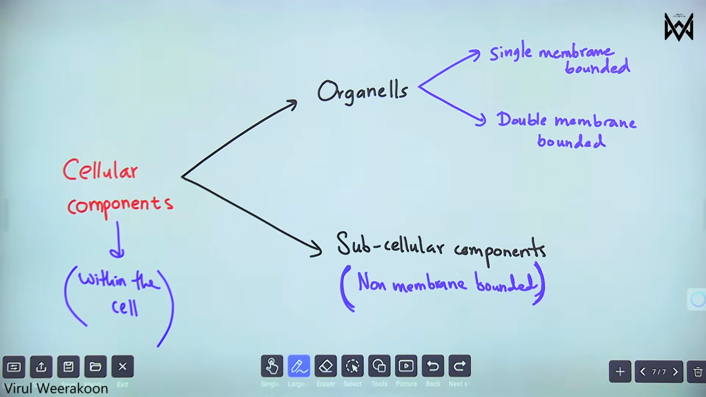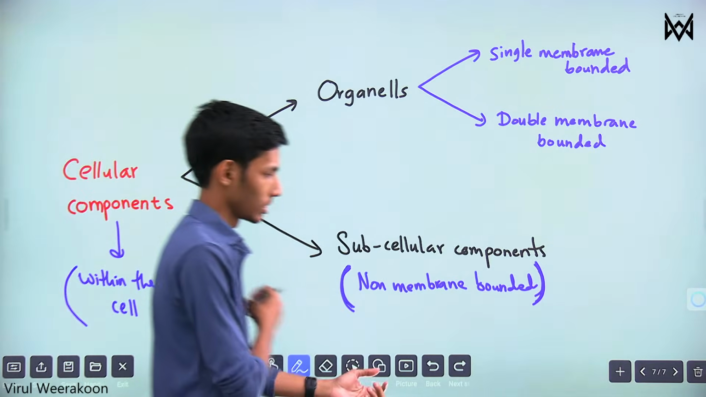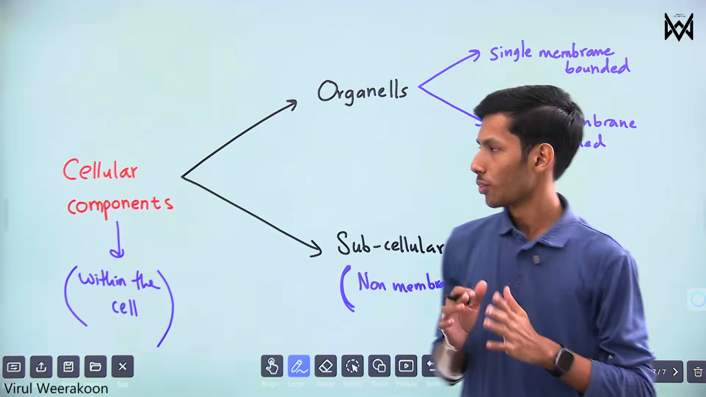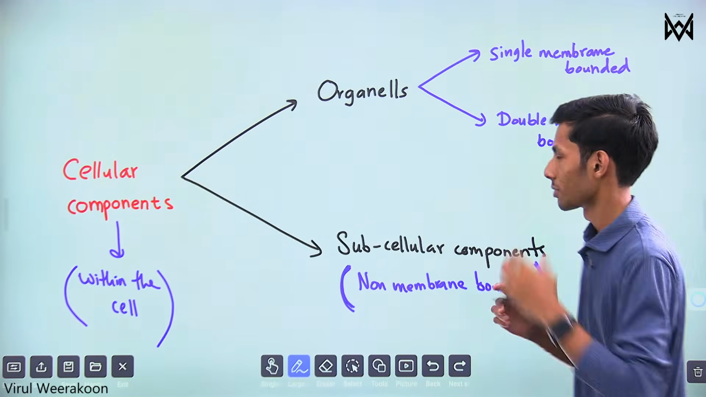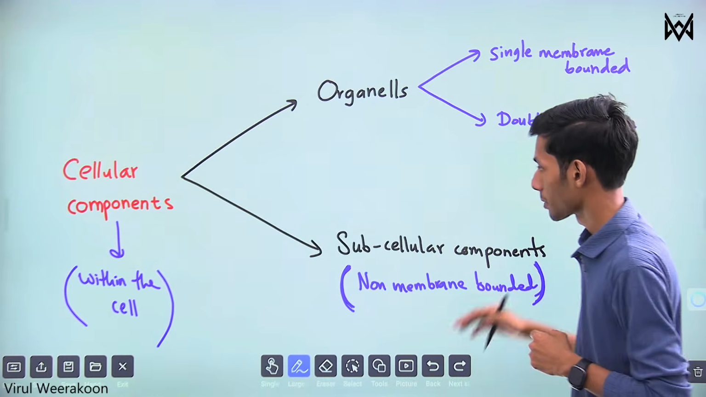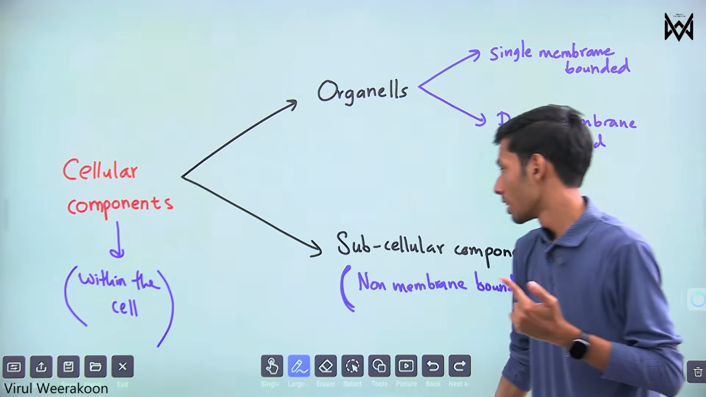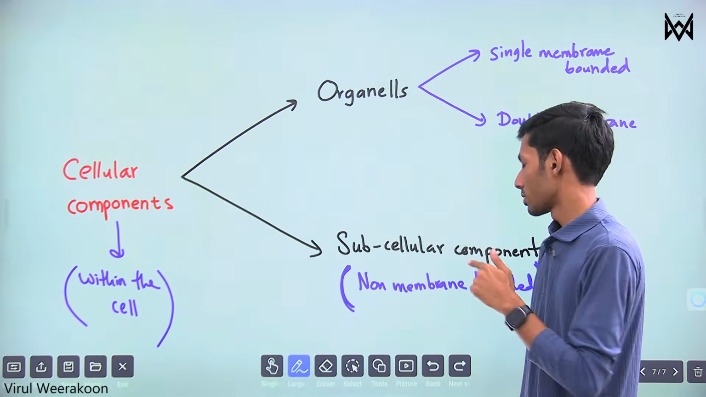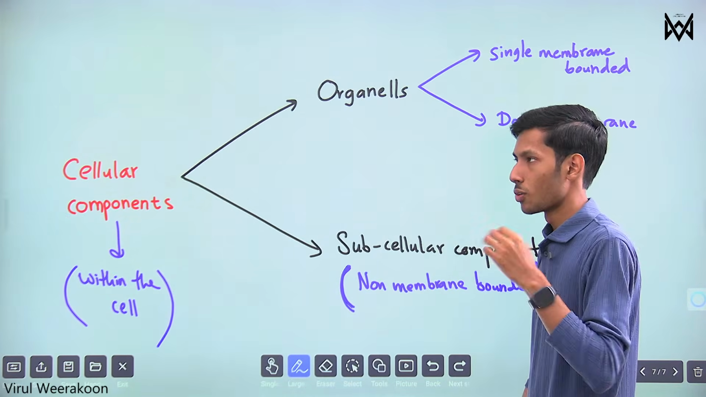Right. Then we'll go through the other part. Now we need to figure out the different types of organelles, which means we have to categorize them. So what are single membrane bounded, and what are double membrane bounded? We need examples, and further we need examples for subcellular components out of the organelles and subcellular components.